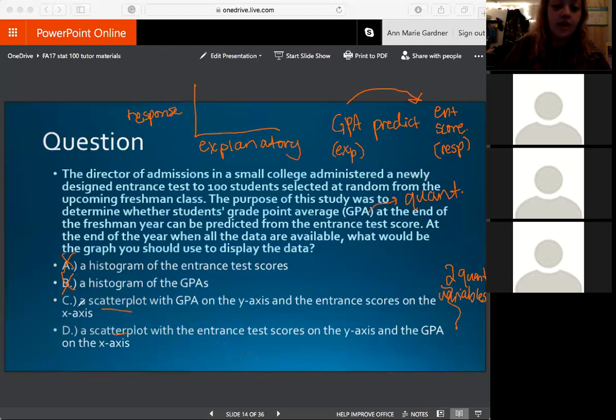So that's why we would have letter C for the answer, because we would want our scatter plot with the entrance test scores on the y, because that's what our response variable is. We're seeing if their GPA affects that or shows that. And then our GPA on x, because that's what's explaining it. So response on the y-axis. All right, good job, guys.